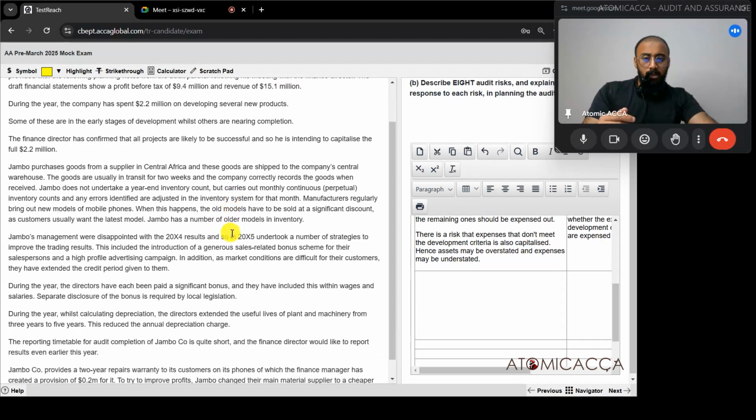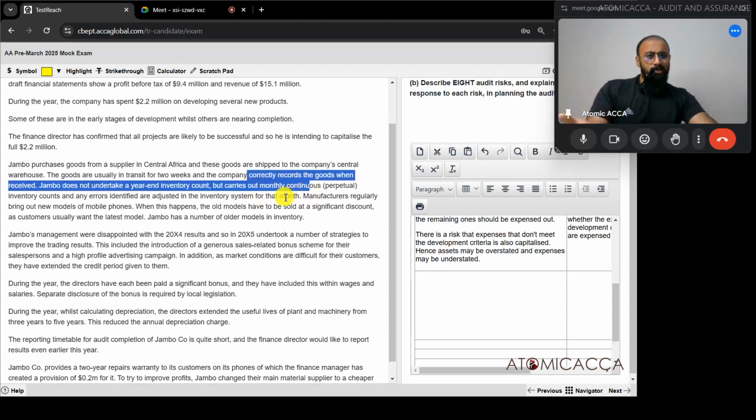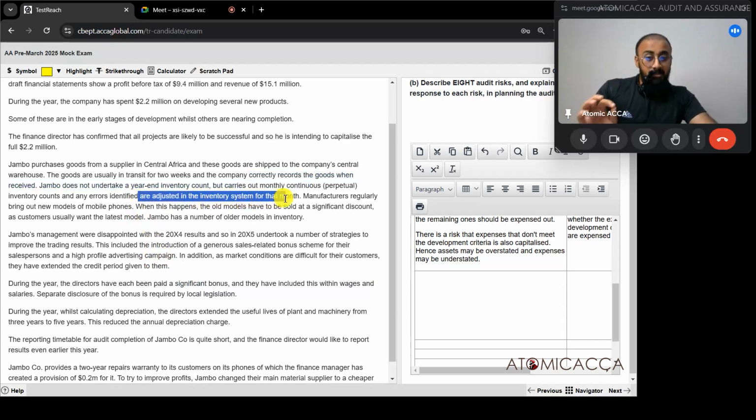Second, they told about perpetual inventory count. They're not taking a year end inventory count, rather a monthly perpetual count. It is okay to do so, but what could be a risk? They're telling that if any errors are identified, it is adjusted in the inventory system for that 1 month. Now, if through that monthly count, certain areas of the inventory are missed out or they didn't correctly account for it, then what happens? If any errors are there, this will be missed out for that month, and when you count it next month, this will be automatically omitted.